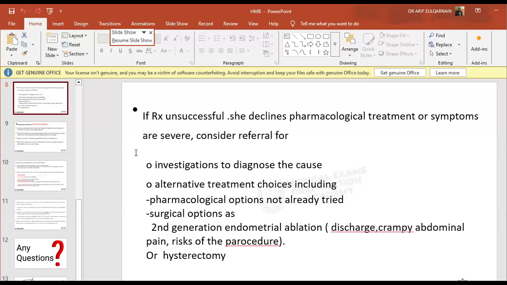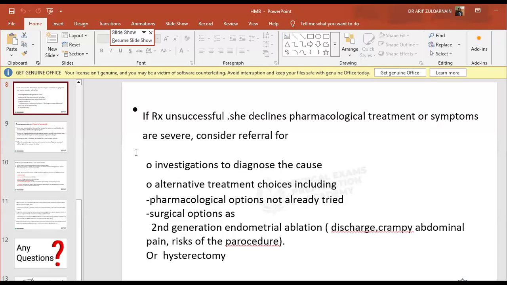We will tell her that we will pass an instrument into the womb and that will destroy the inner layer of the uterus. But it can cause discharge, crampy abdominal pain, and there is risk of the procedure, and pregnancy is not safe after the endometrial ablation. These side effects we can tell. And as a last resort, there is hysterectomy.